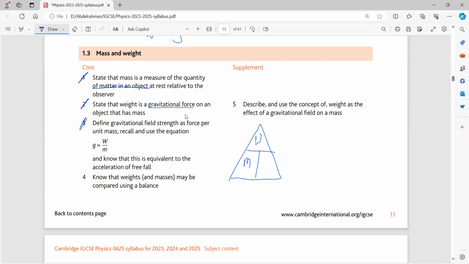Weight equals M and G. This was probably the first equation that we had in our syllabus. And then know that they can be compared using different balances. Okay.